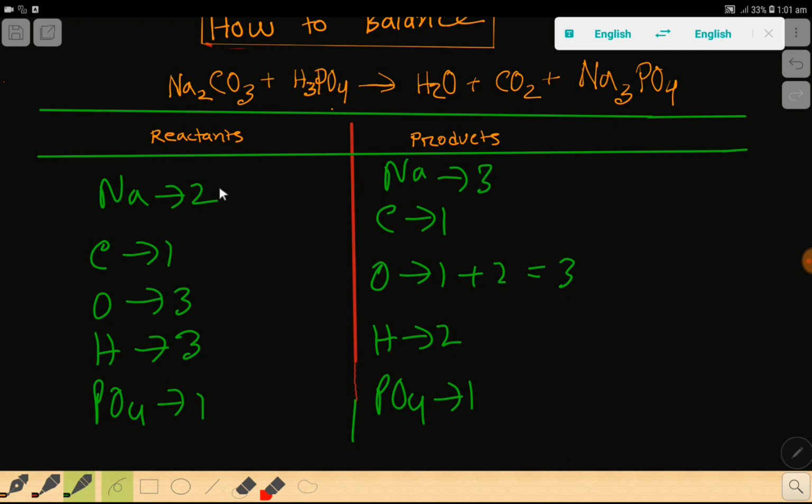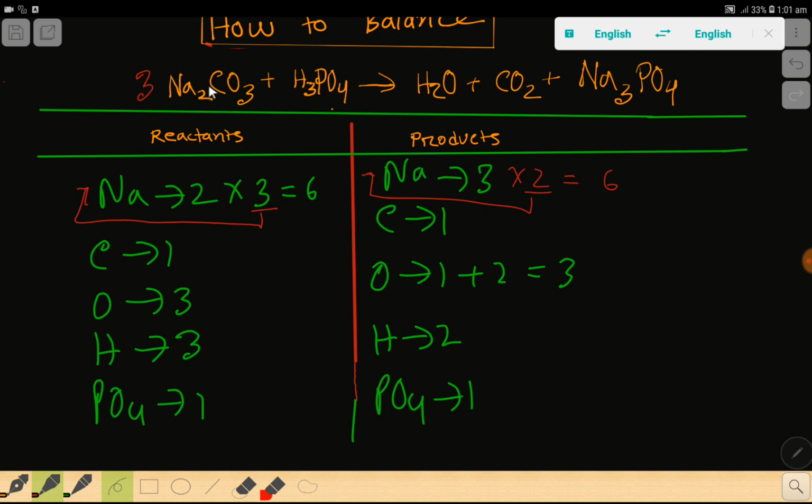To balance the sodium, what can I do? If I multiply here by 3, that gives me 6. If I multiply here by 3, this 3 must come before this sodium. And if I multiply here by 2, that gives me 6, and this 2 must come before this sodium. So this 3 must come before this sodium, that is here. So we have to place 3 here.